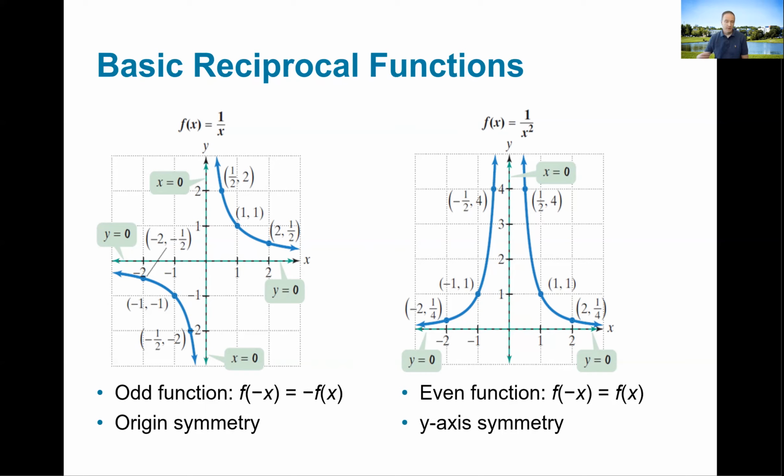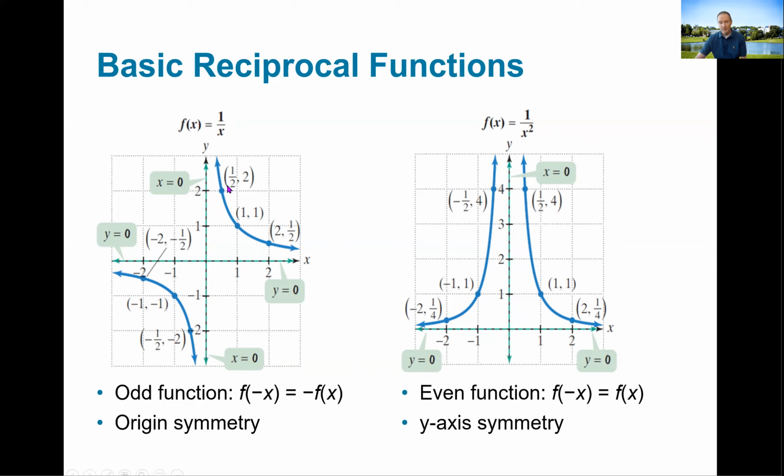Well, you're supposed to remember that it has a horizontal asymptote at the x-axis because the degree of the denominator exceeds that of the numerator. It has a vertical asymptote on the y-axis. Why? Because you set the denominator equal to 0 and you get x equals 0. X equals 0 is the y-axis. So it has asymptotes at x equals 0 and y equals 0.